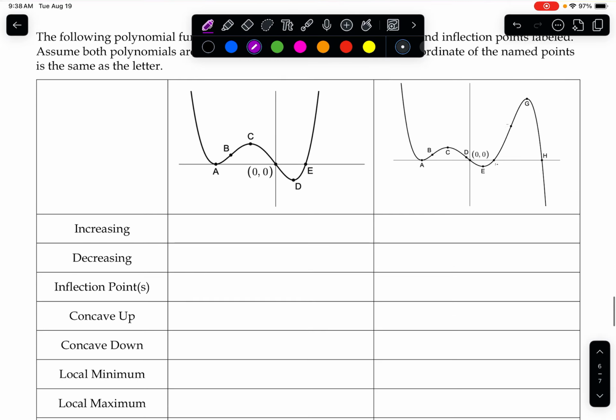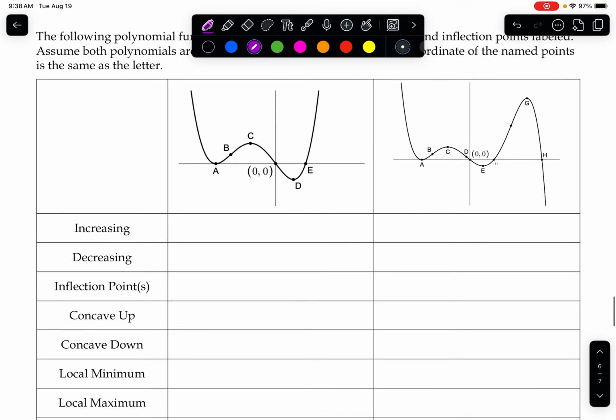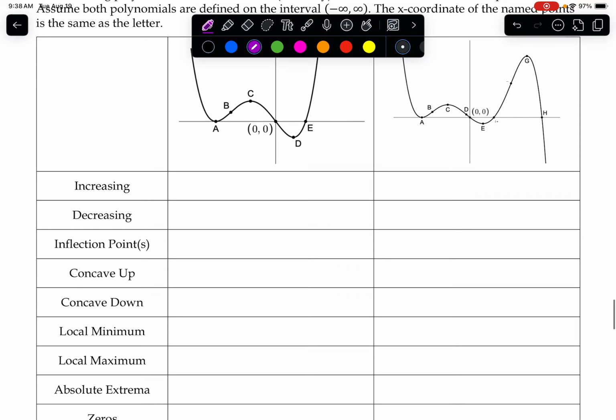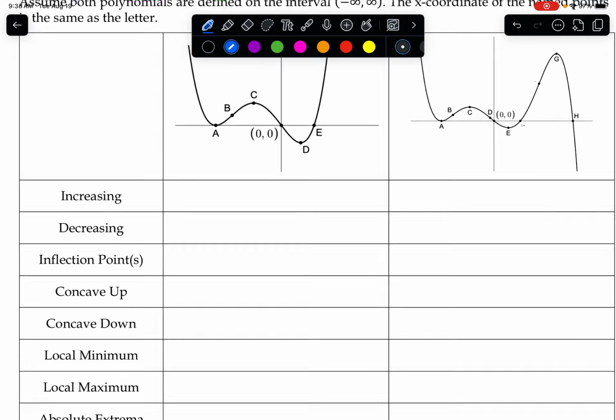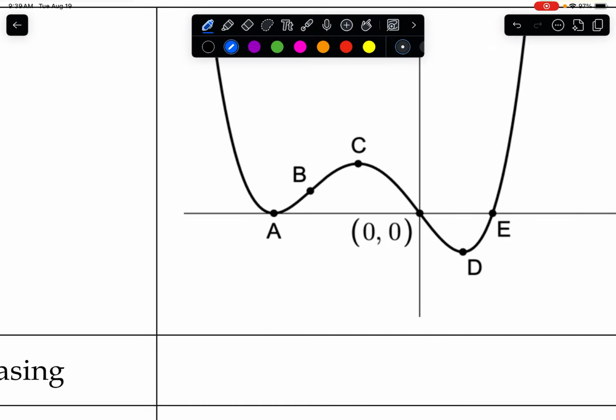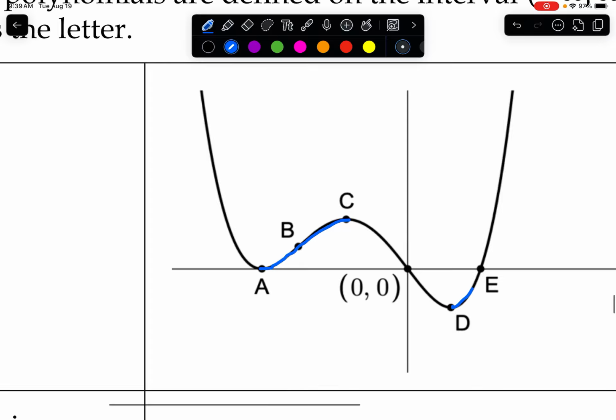So now we're going to move on and include the attributes that we did before, and also all the attributes that we did today in terms of polynomials. With increasing and decreasing, we're going to start with just the direction of my graph. I know I'm going to be increasing from A to C and then from D to E.